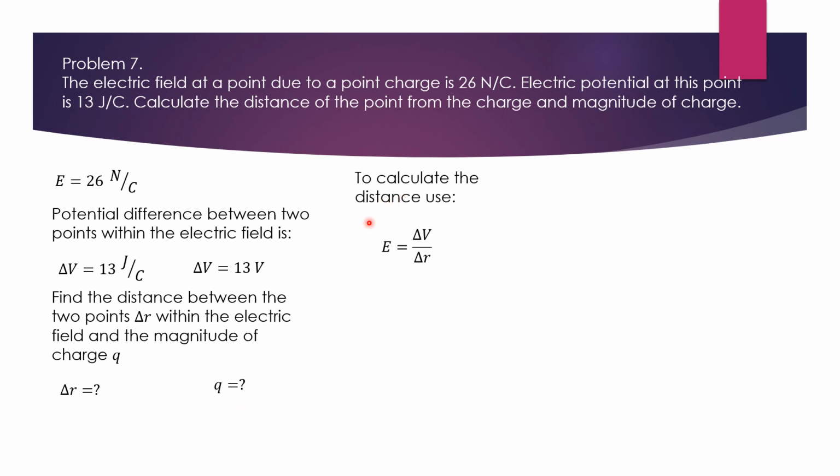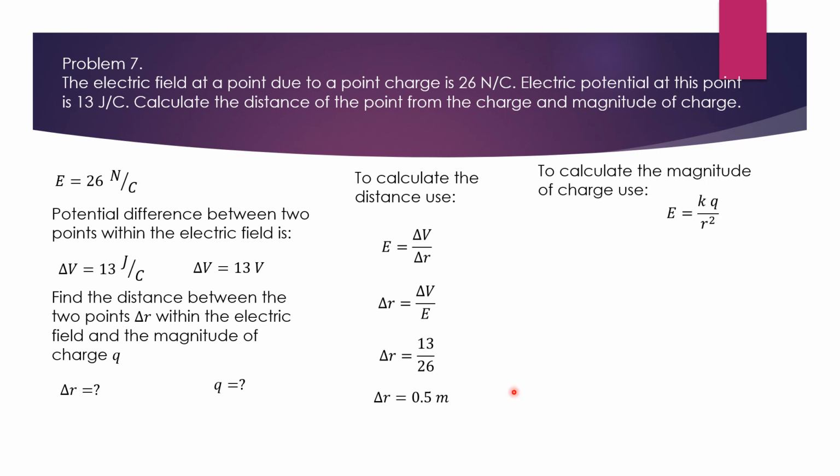So to calculate the distance, use electric field E is equal to delta V over delta R, or making delta R the subject, delta V over electric field E. Putting in the values, delta R is equal to 0.5 meter. Now to calculate the magnitude of charge, use E is equal to KQ over R square.